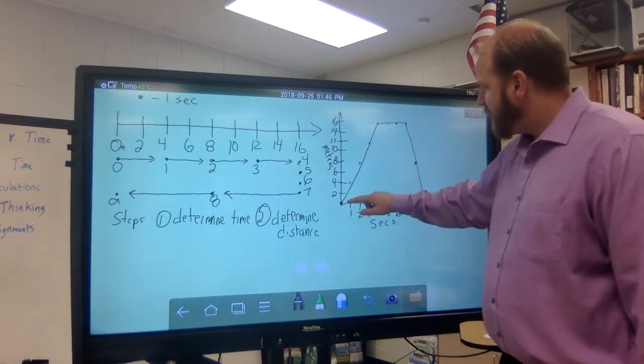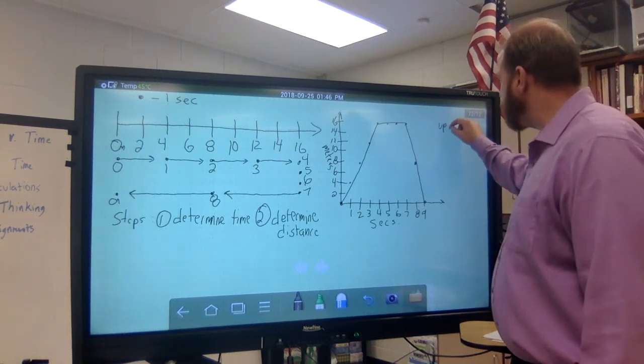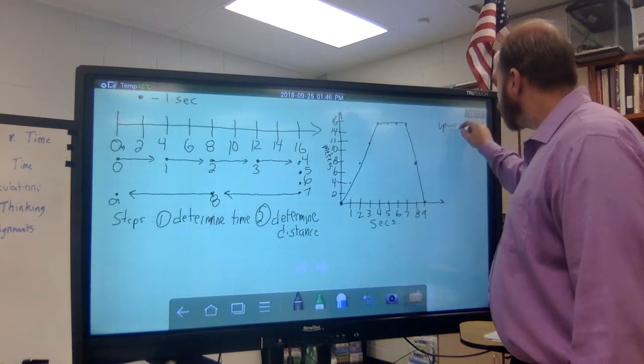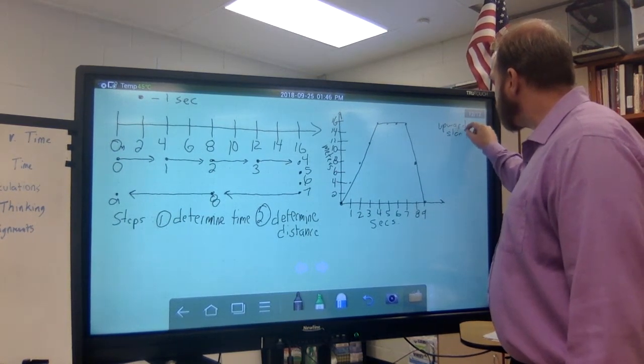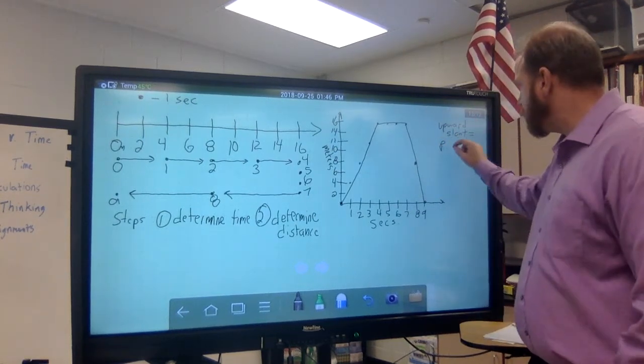I know that in an upward slant, anytime that I have an upward slant, that is going to be positive velocity. So the upward slant is a positive velocity.